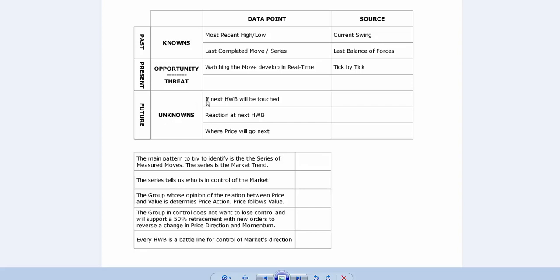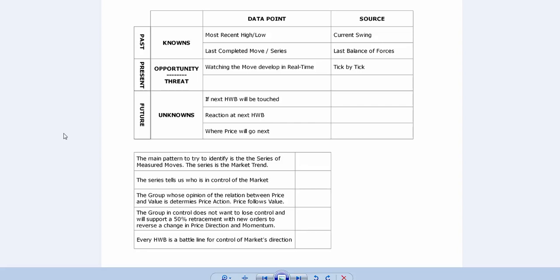The unknowns are, one, if the next halfway back will be touched; two, if there will be a reaction at the halfway back; and then if it doesn't, where price will go next. We know the known is if there's a reaction and it's defended. Where we don't know is where price will go next if it fails that series.